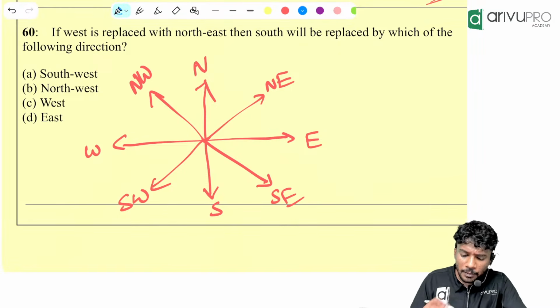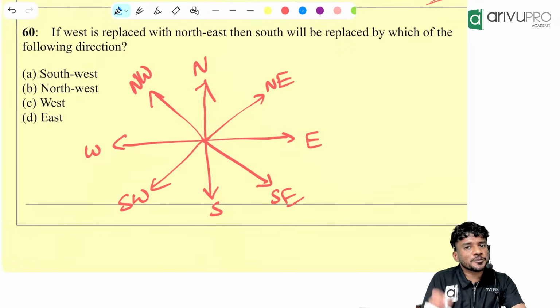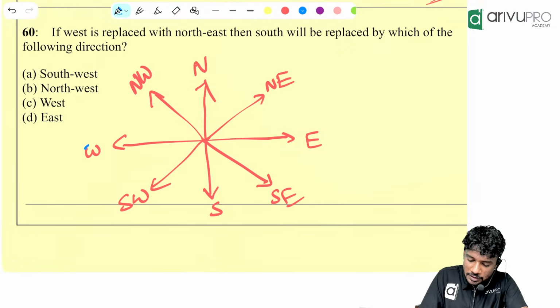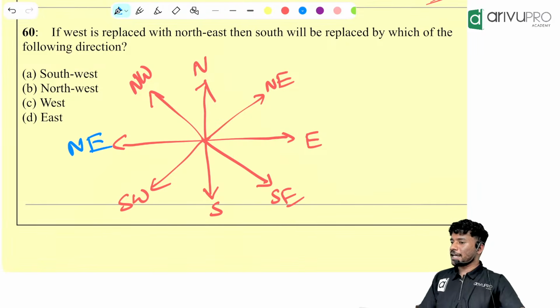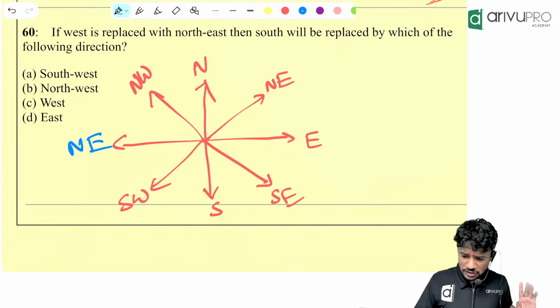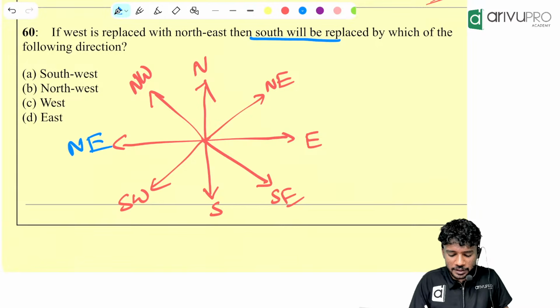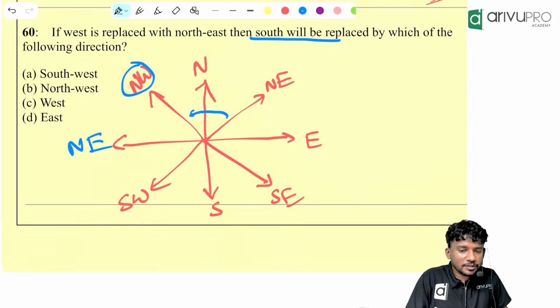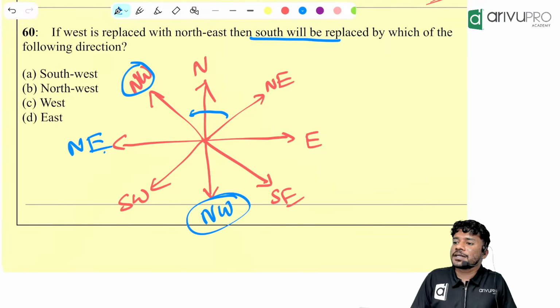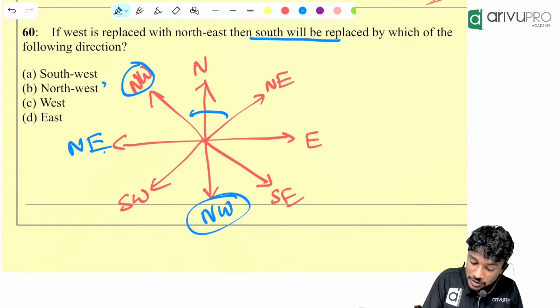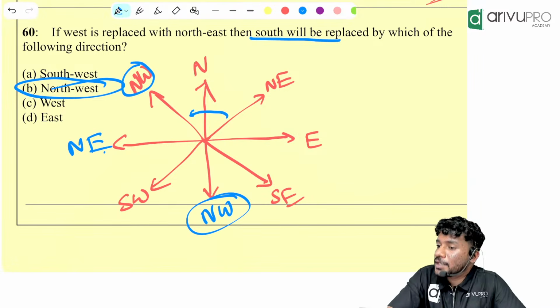Then what is said? People, west is replaced with the northeast. West is replaced with what? Northeast. I am erasing and writing northeast. Then south will be replaced by what is the question. Now if you ask me, left of northeast is what, people? Usually it will be northwest. That means if left is northeast, then south will be what, people? Northwest. Replacement will be like that. So which option is the answer, people? Option B is the answer.